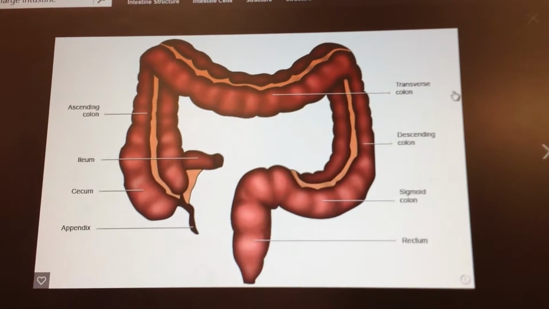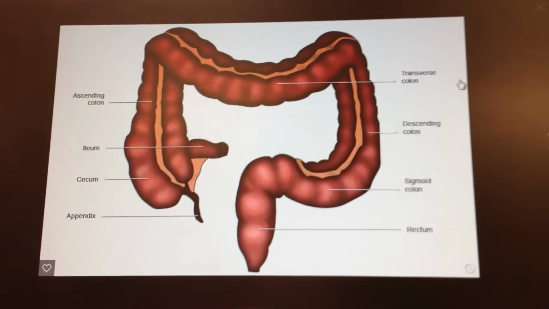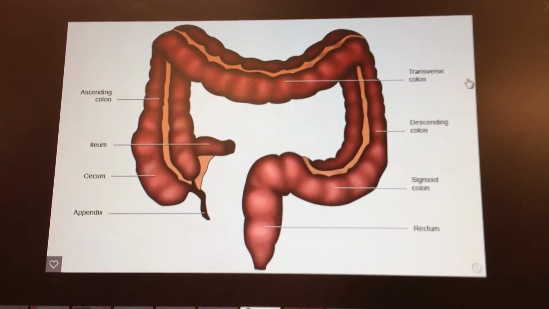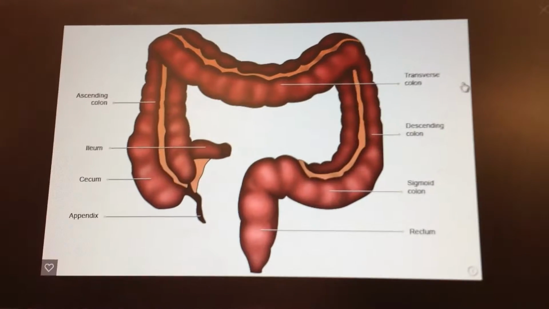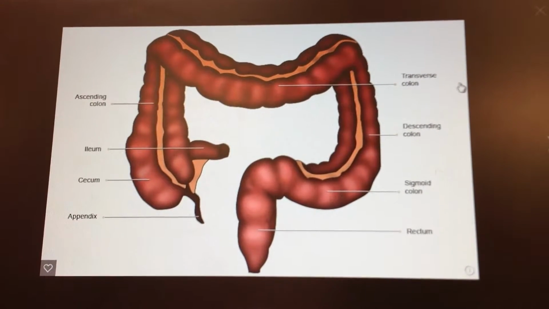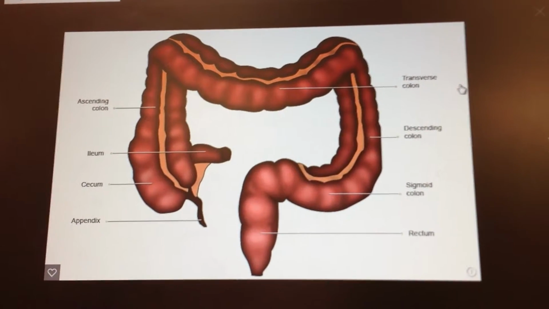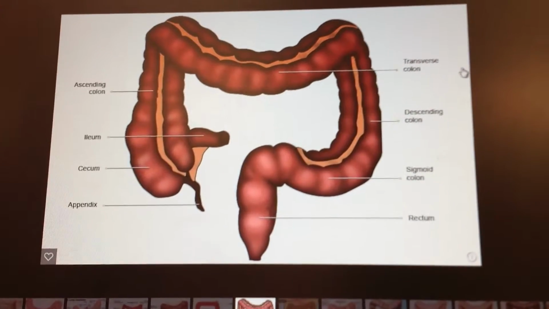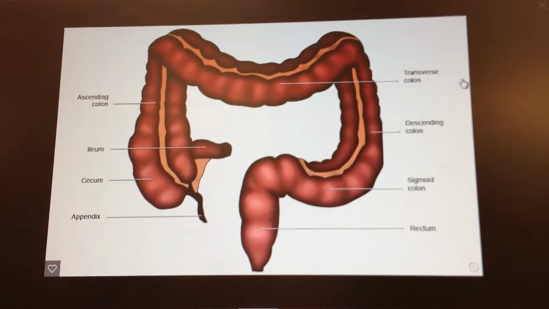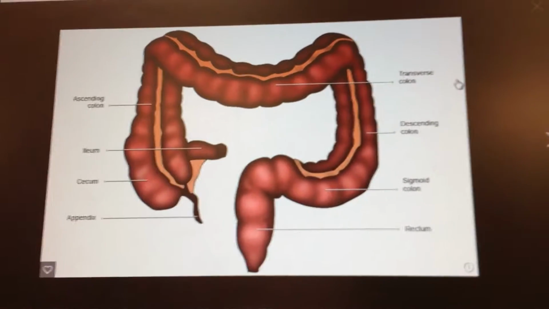There are 10 parts to the large intestine, starting from left and going right: appendix, cecum, ascending colon, hepatic flexure, transverse colon, splenic flexure, descending colon, sigmoid colon, rectum, anus.